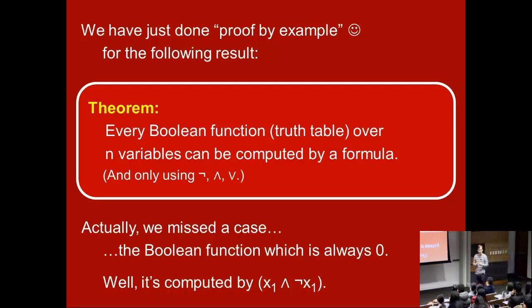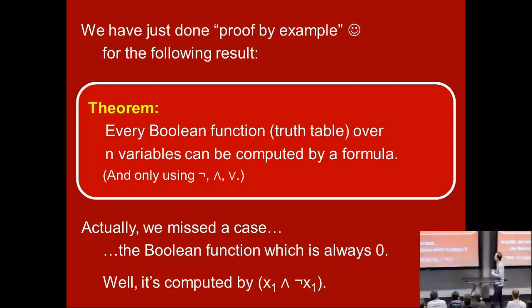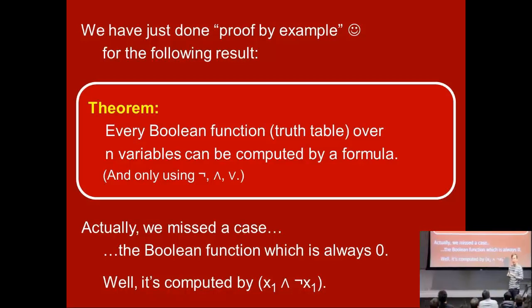Okay, any questions about this? So that's good to know. Every Boolean function can be computed by some formula. That means, in particular, that we can deduce that every formula is equivalent to another formula that uses only ANDs, ORs, and NOTs. So you can take that formula, write its truth table, and do this procedure to get another formula with just ANDs, ORs, and NOTs that has the same truth table.